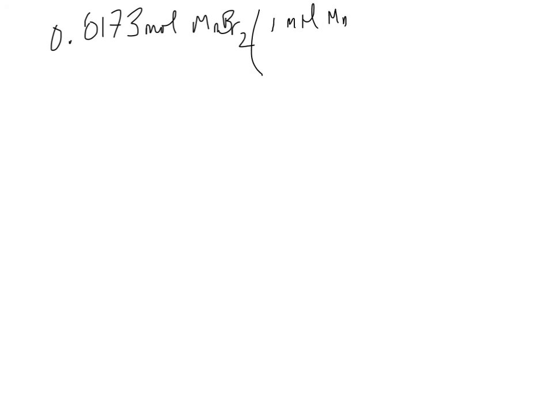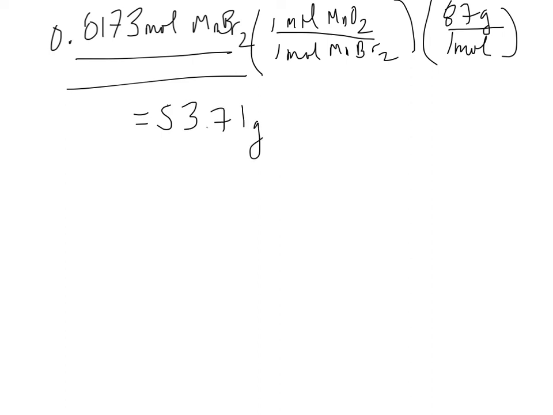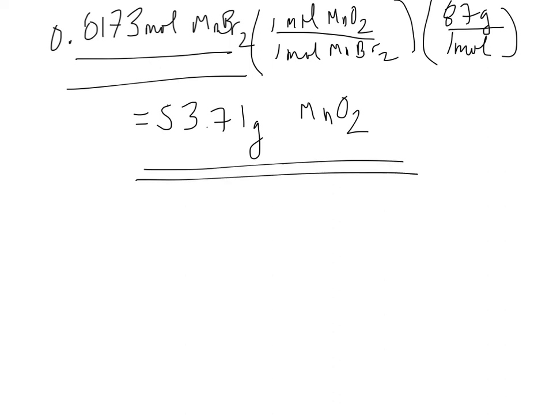I know that there's 1 mole of MnO2 for every 1 mole of MnBr2. Again, remember this is the amount of MnBr2 that is produced, and I can convert to mass using the molar mass. And this gives you 53.71 grams of MnO2. So this is the amount that reacted. It is not the excess left over, and that's a common mistake that I see people making. They just put that as the answer.